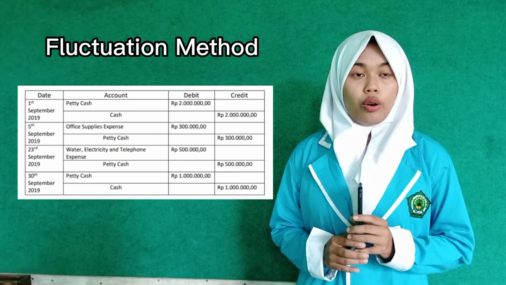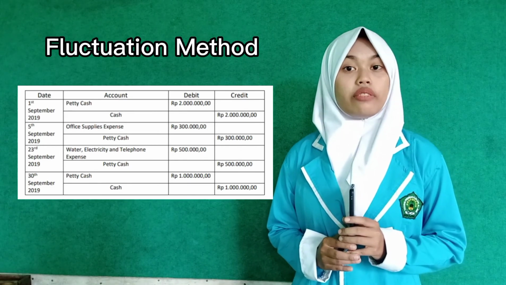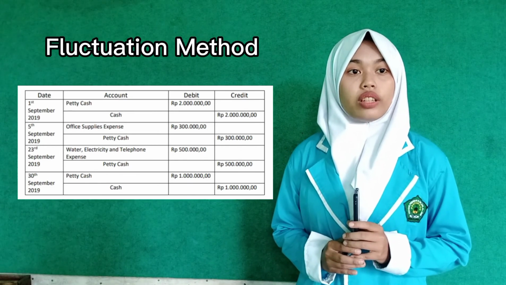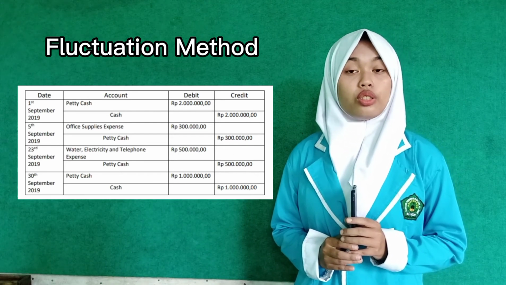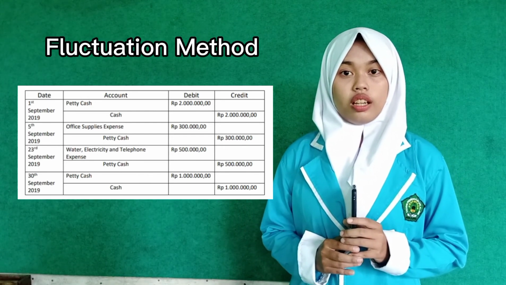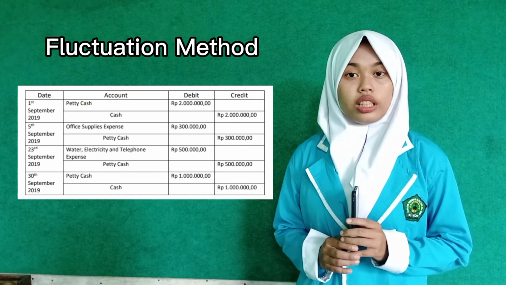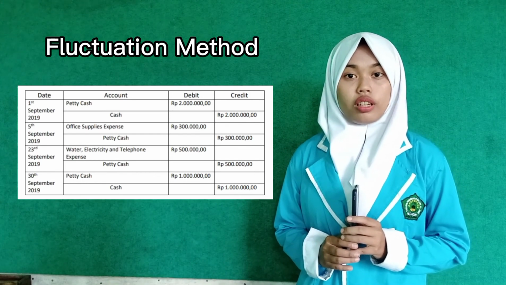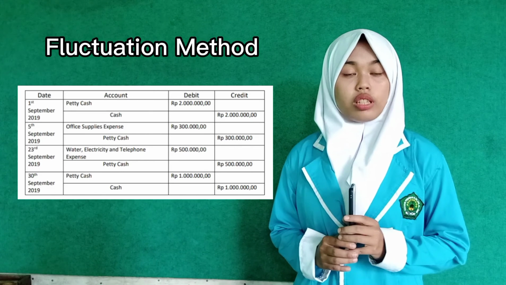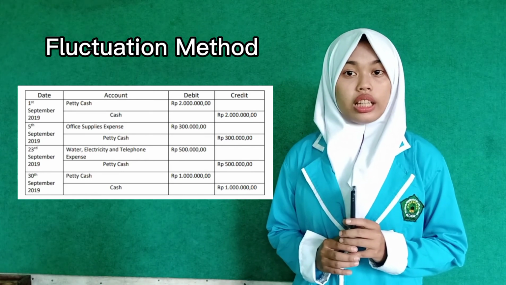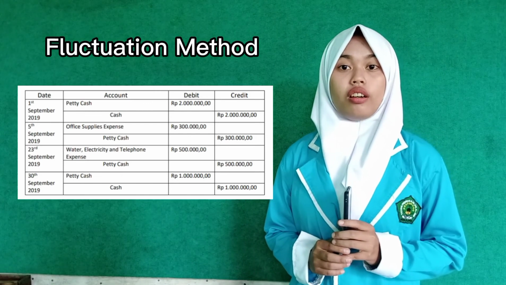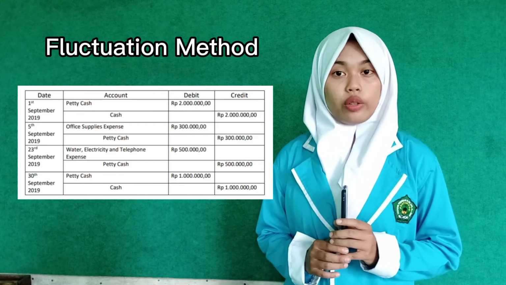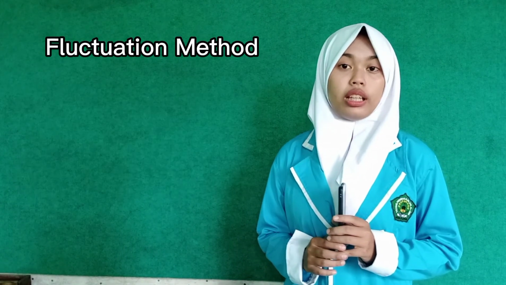And when replenishing petty cash in the fluctuation method, it is filled with an amount of funds that changes according to operational needs. For example, on the 30th of September, a petty cash fund of 1 million rupiah was replenished, so the recording will be done by debiting the petty cash account of 1 million rupiah and crediting the cash account of 1 million rupiah.